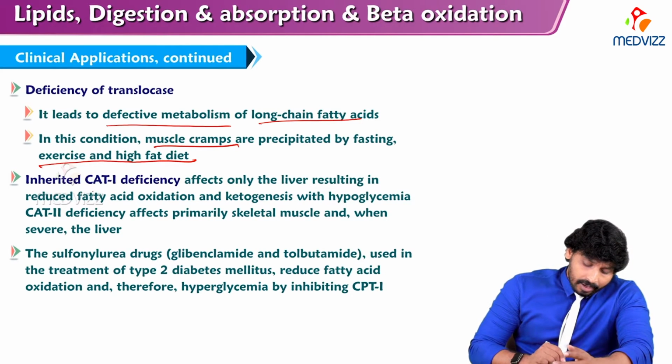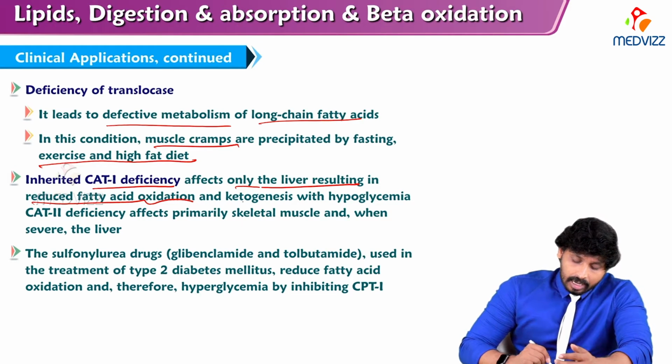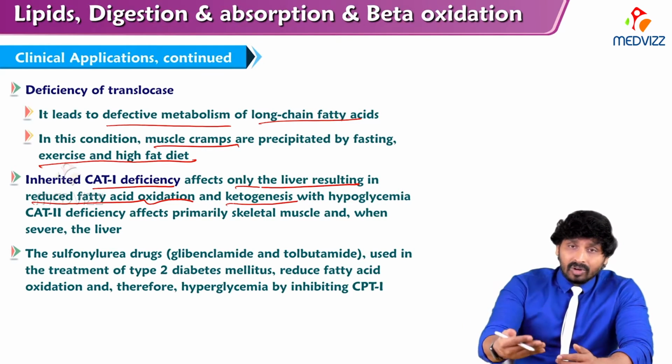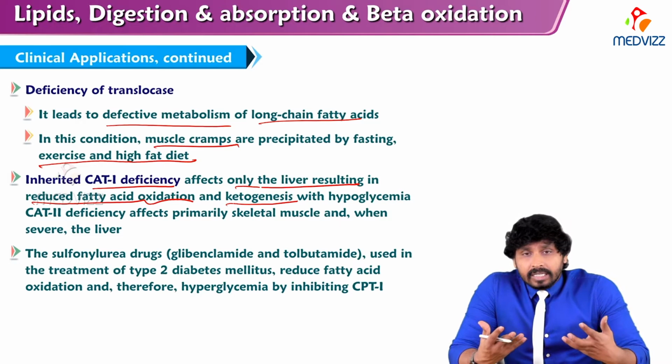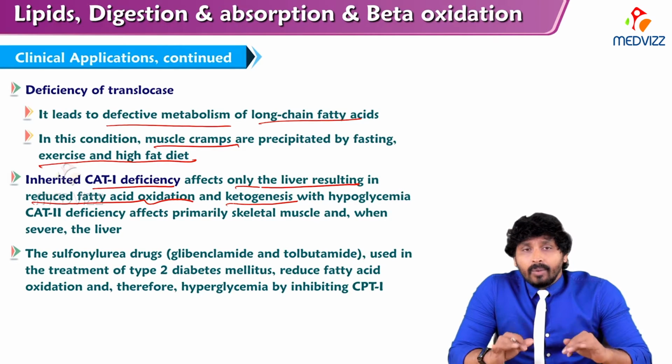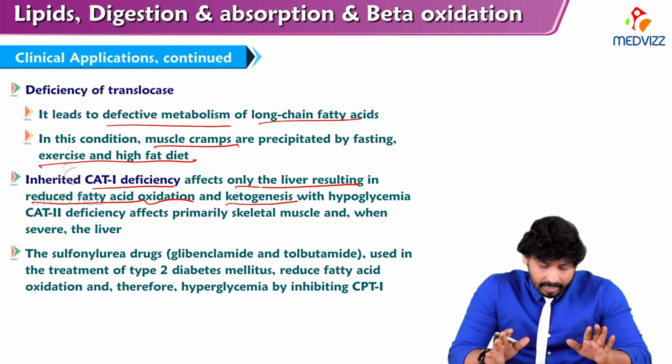So inherited CAT1 deficiency affects only the liver, resulting in reduced fatty acid oxidation and ketogenesis with hypoglycemia. CAT2 deficiency affects primarily skeletal muscles, and when severe, the liver also will suffer.